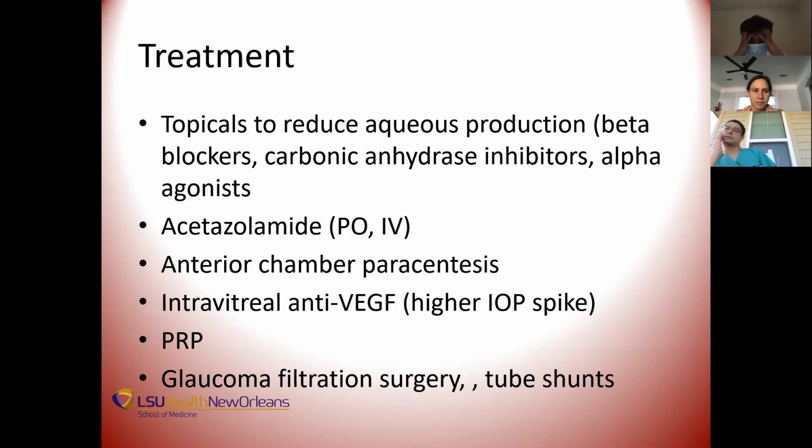You can also give Diamox, PO or IV. You can consider doing anterior chamber paracentesis if you know where the vessels are, so you don't accidentally puncture one and increase the hyphema. You can give intravitreal anti-VEGF. You also have to watch for those pressure spikes. PRP is also important to reduce the retinal demand, so to reduce the pro-VEGF factors. And more definitively, you can do glaucoma filtration surgery and tube shunts as well.